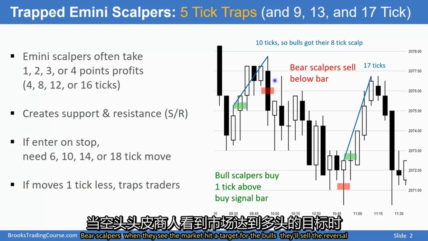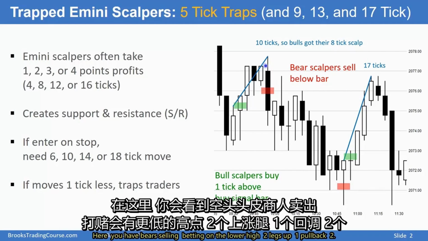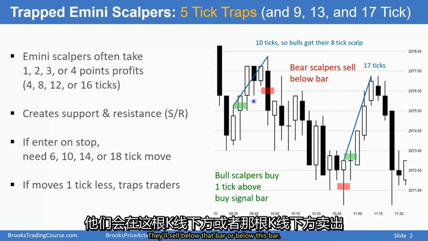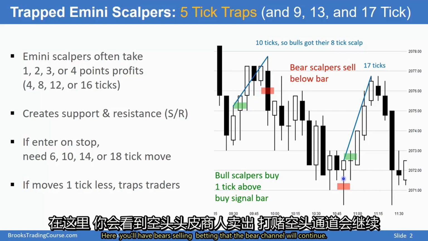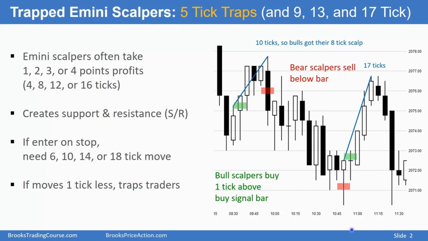Bear scalpers, when they see the market hit a target for the bulls, will sell the reversal down, betting that the bulls will be exiting. Here, you have bears selling, betting on the lower high, 2 legs up, 1 pullback 2. They'll sell below that bar or below this bar. Here, you'll have bears selling, betting that the bear channel will continue, so they'll sell just below the low of this bar, 1 tick below the low of that bear bar.